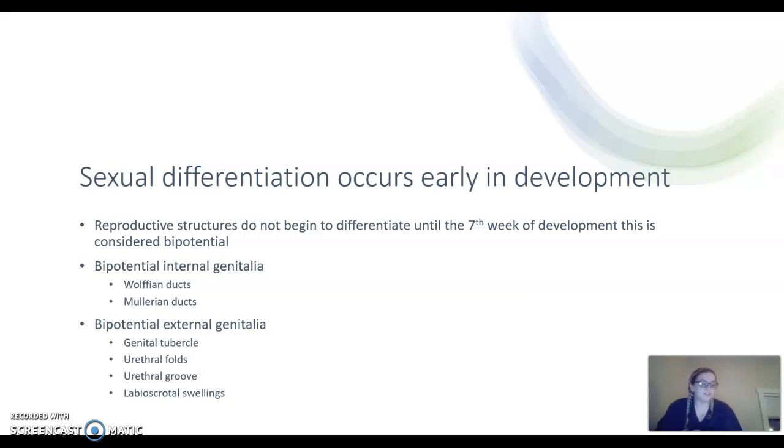The bipotential internal anatomy includes the Wolffian ducts, which are derived from the embryonic kidney, and the Müllerian ducts. One pair of ducts develops while the other degenerates as development proceeds. The bipotential external genitalia includes the genital tubercle, urethral folds, urethral grooves, and labioscrotal swellings, and these develop into male and female reproductive organs as development goes on.